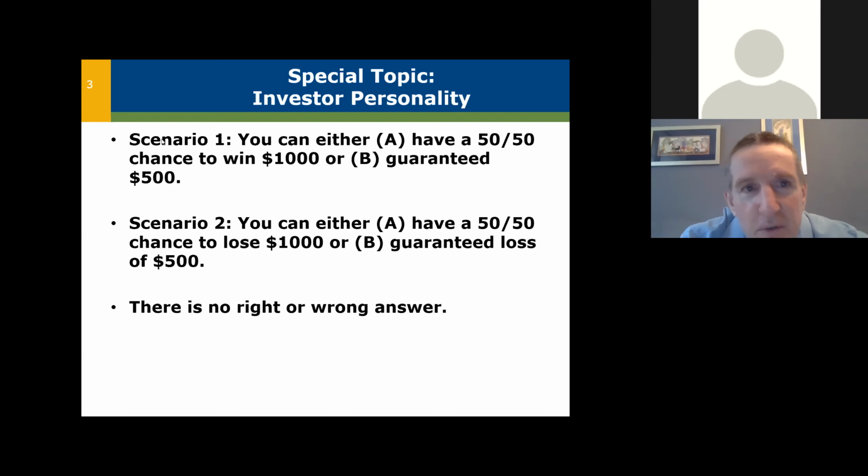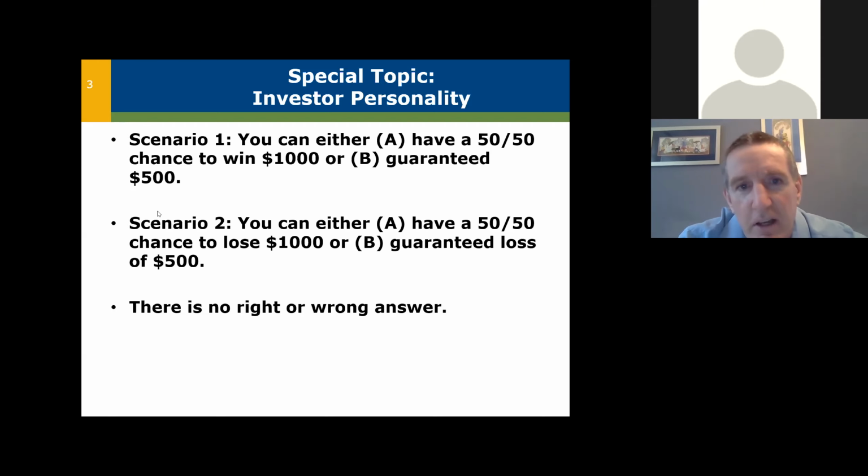So in the first scenario, you have a 50% chance of winning $1,000 or a guaranteed $500. Obviously, on an expectation basis, those two scenarios are the same. So if you got to play this game repeatedly, the outcome statistically would be the same. And then scenario two is the same setup, except instead of a gain, it's a loss. So you get a 50-50 chance of a loss versus a guaranteed loss.